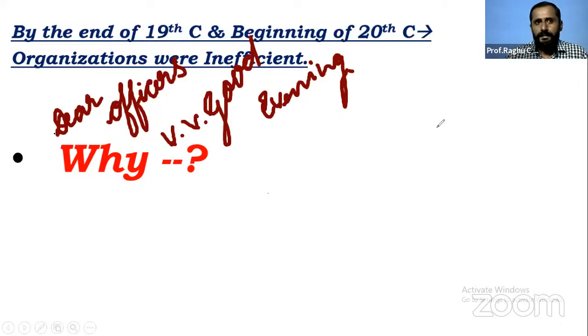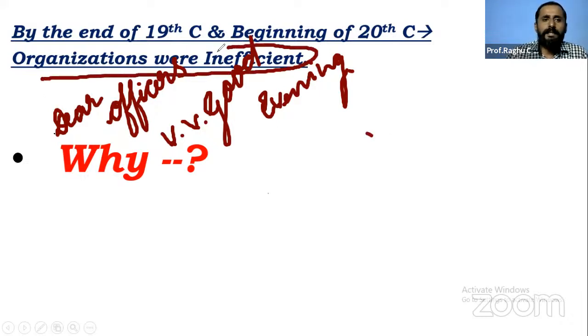Let's get started with some of the important aspects which we have already discussed. Scientific management has a concrete theory that began in the first half of the 20th century. The major reason was that organizations at this point of time were inefficient.